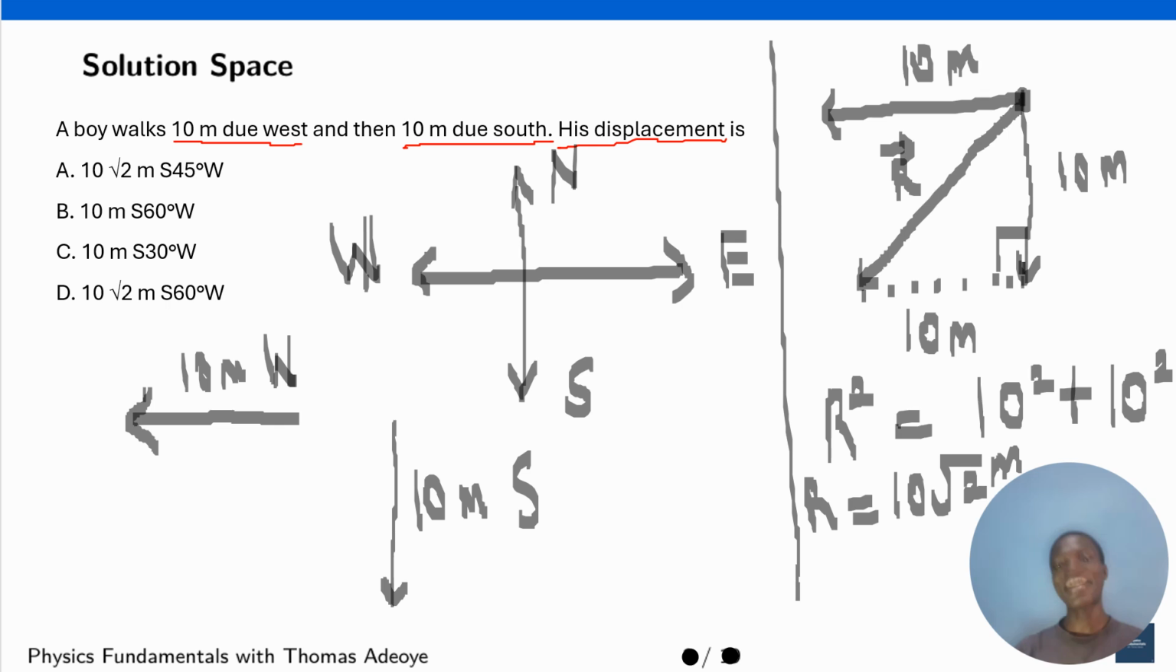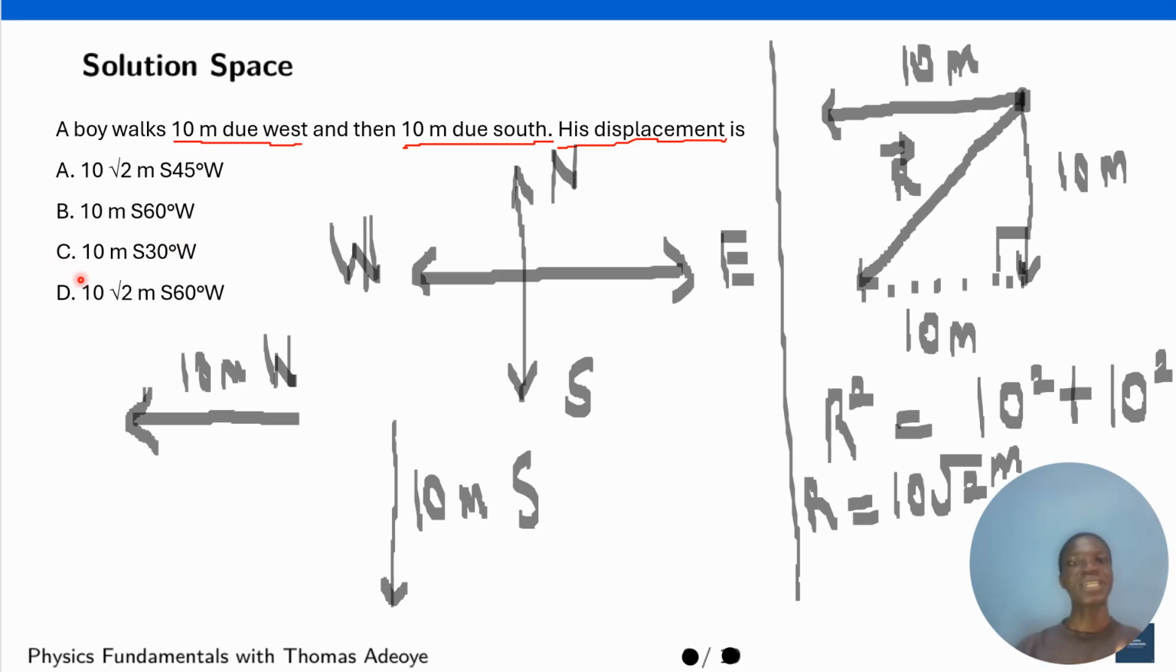Now we have found the magnitude of the resultant. What we just calculated is 10 root 2. 10 root 2 is just a number, just a value. If you look at our options, option A is 10 root 2 meter, and we have something like this: 45 degrees west of south. I'll teach you how to read this. As we move on, this one is 10 meter, this is 60 degrees rather. This is not south or west. Don't worry, I'll teach you how to read it. It is 60 degrees west of south.